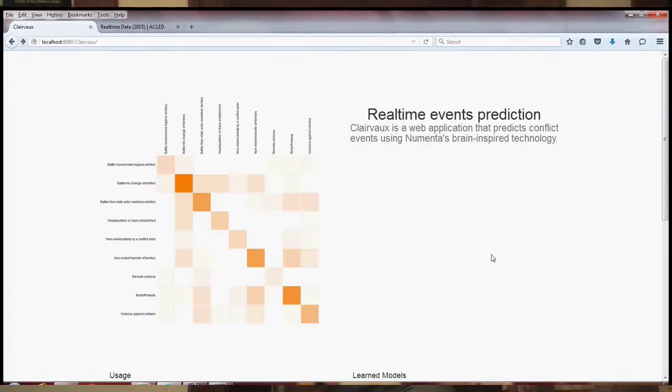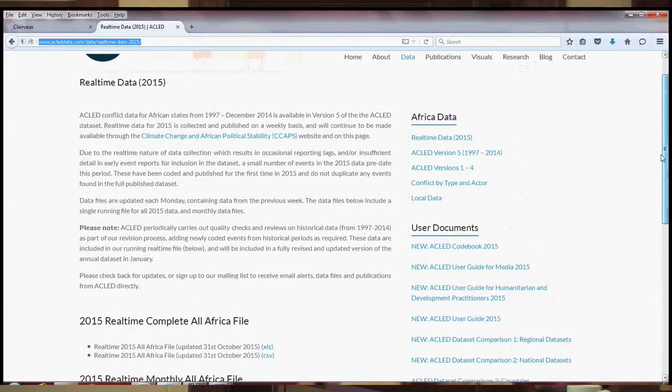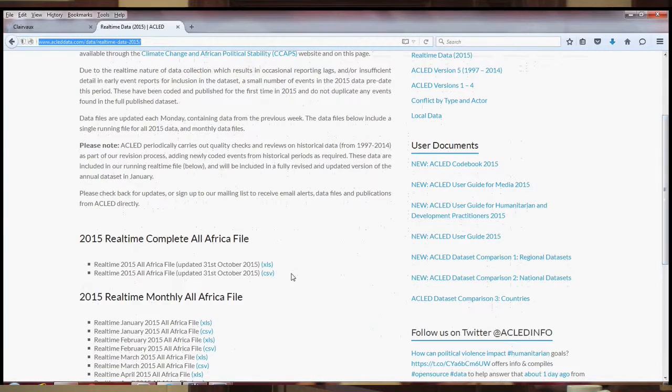The name of my project is Clairvaux. It's a web application that predicts armed conflict events using Numenta's technology. And what I mean by that is basically it's the HTM, the hierarchical temporal memory. And the data for this application comes from the site ACLED, the Armed Conflict Location and Event Data Project. And they provide data going back to 1997 describing armed conflicts in the African continent.